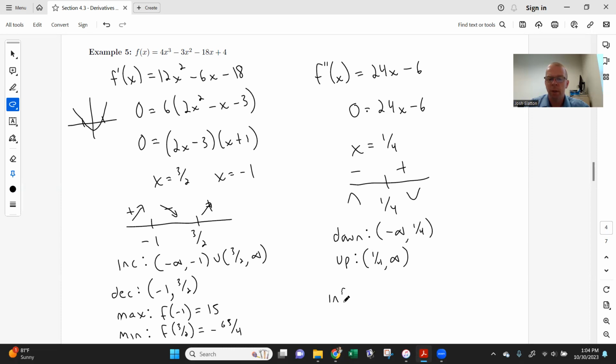And then the inflection point changes signs. So 1/4 is indeed an inflection point. We're going to plug 1/4 into the original function. And the inflection point is a point, so it's an ordered pair, (1/4, -5/8). Like that. All right. So hopefully you see how repetitive this is, especially when working with polynomials.